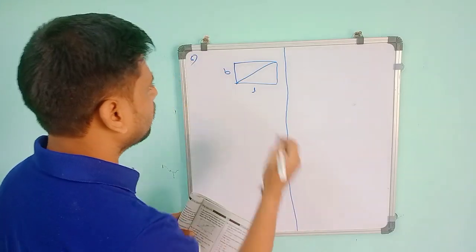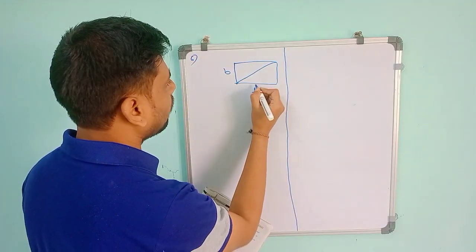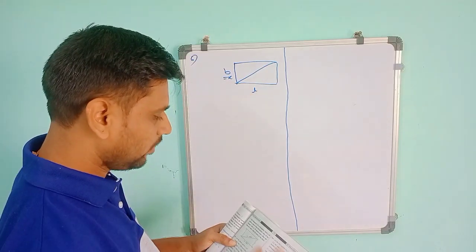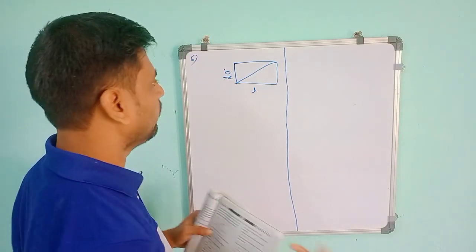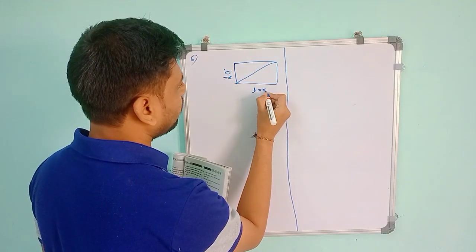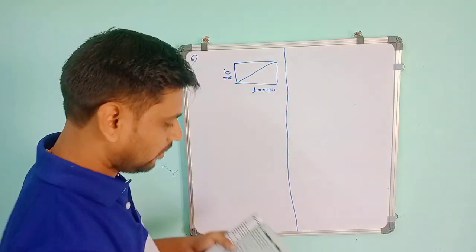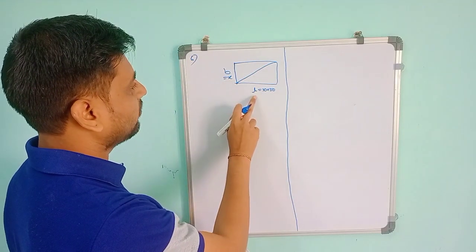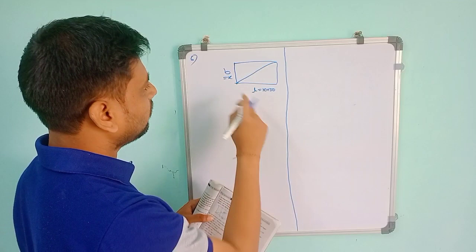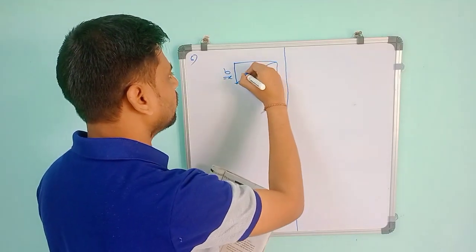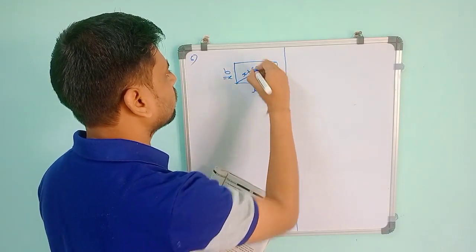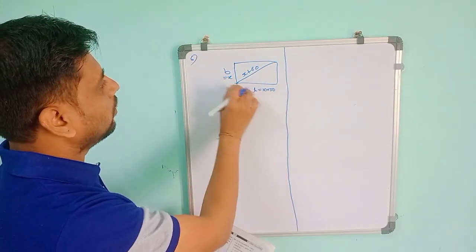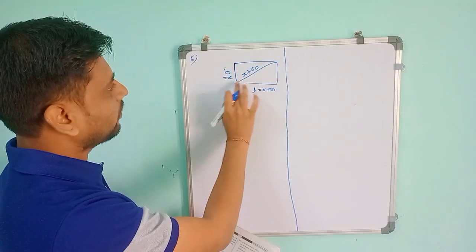So if you take breadth as x, length will become, since the longer side is 30 meters more, x plus 30. Then the diagonal is 60 meters more than the shorter side. This is the shorter side, this is the bigger side, this is length and this is breadth. So the diagonal is x plus 60. So this rectangle will become here in the form of length, breadth and the diagonal.